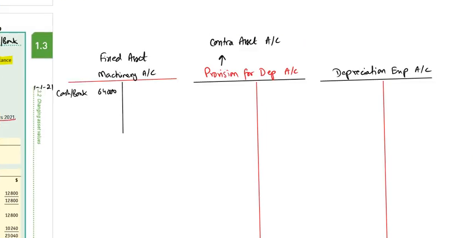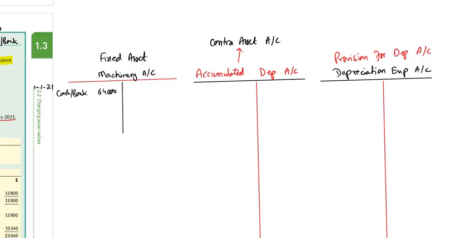So this is the provision for depreciation account, and this is the accumulated depreciation account. The word accumulated means total depreciation. The accumulated depreciation account is actually the contra asset account.